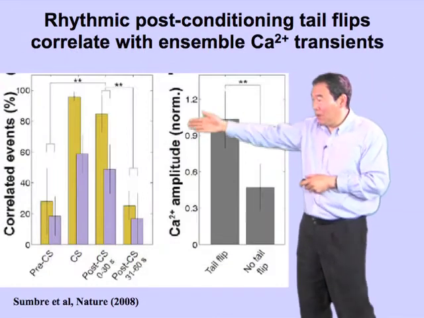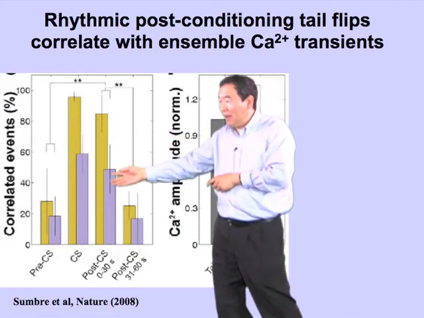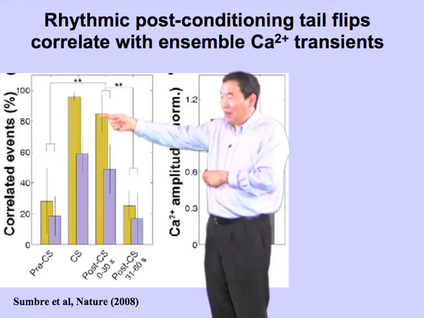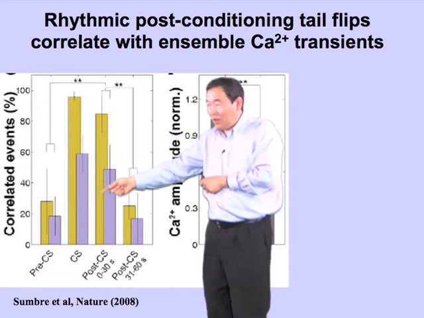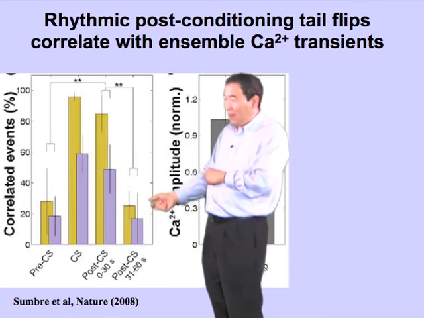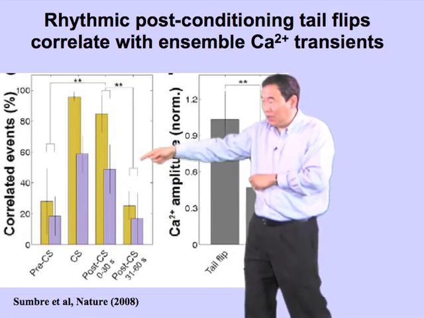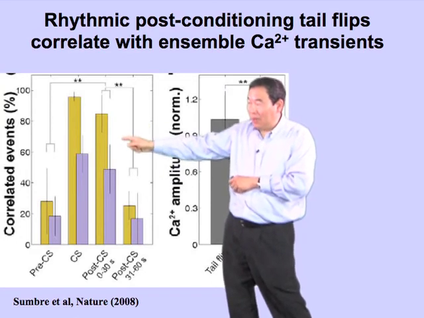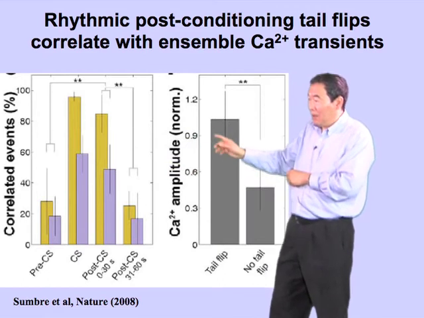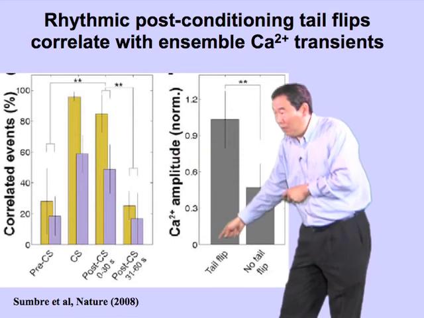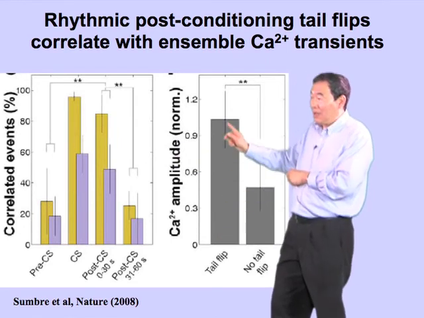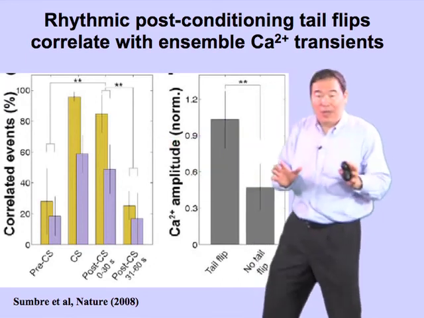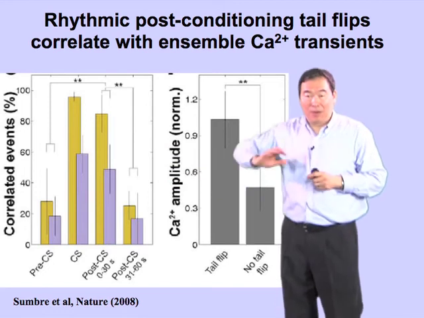Now, this correlation can be shown here: during the conditioning stimulation, there's a high correlation between the tail flip and the calcium event, and between the calcium event and the tail flip. And this correlation persisted for 30 seconds. In the first 30 seconds, you still have a high correlation between the calcium events and the tail flips. And the amplitude of the calcium events with tail flips is significantly higher than that of the calcium events with no tail flip. So all this shows the correlation between the activity in the tectum and the behavior of the system.